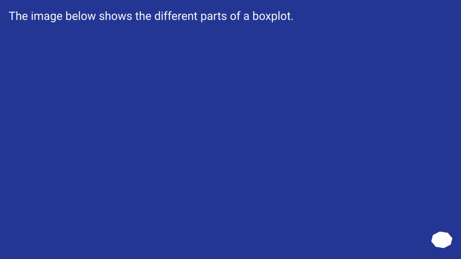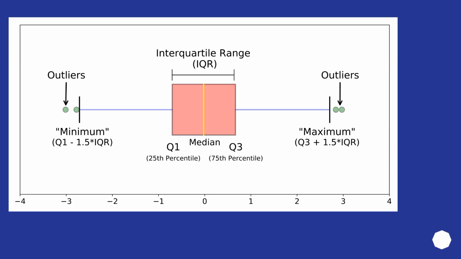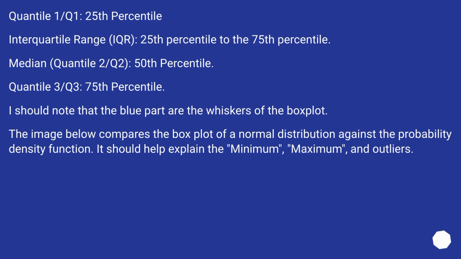The image below shows the different parts of a boxplot. Quantile 1/Q1, 25th percentile. Interquartile range, IQR, 25th percentile to the 75th percentile. Median, quantile 2/Q2, 50th percentile. Quantile 3/Q3, 75th percentile. I should note that the blue part are the whiskers of the boxplot.